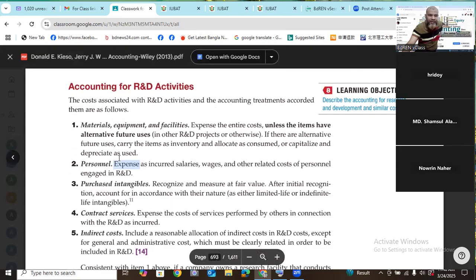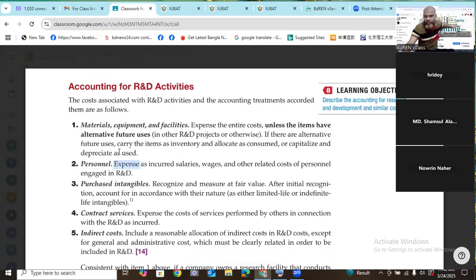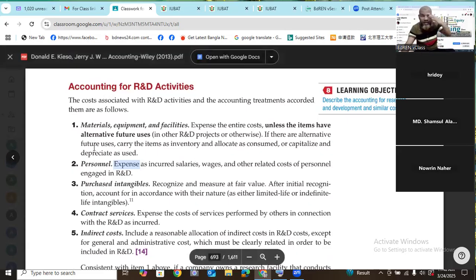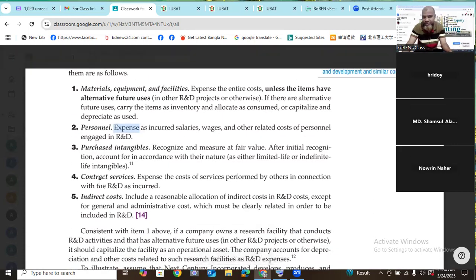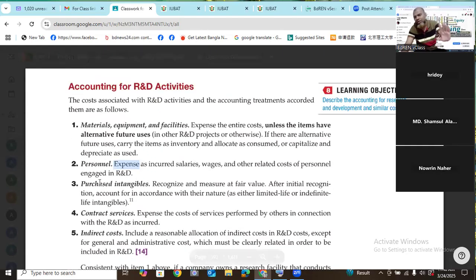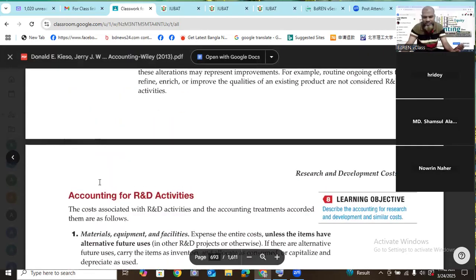So these are the five types of costs or treatments in research and development: material, equipment, and facilities; personnel; purchased intangibles; contract services; and indirect costs. So this is all about the theoretical aspect of research and development.